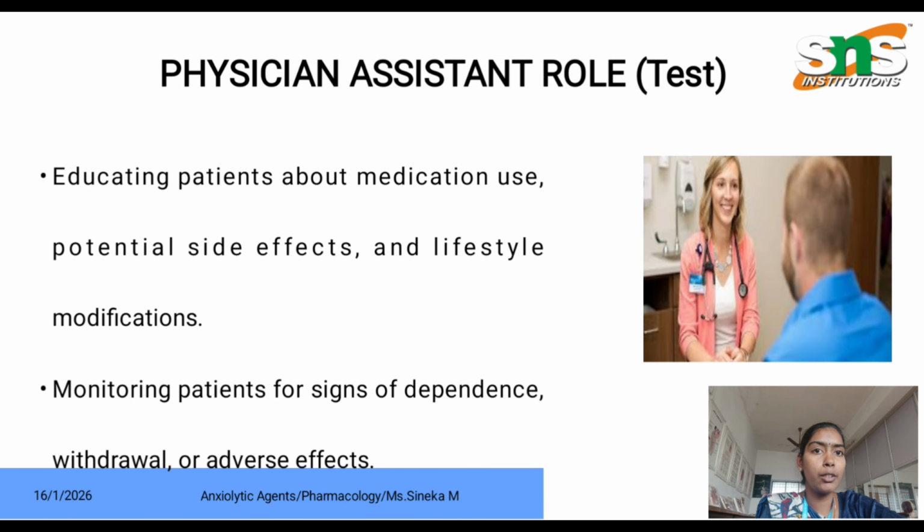As physician assistant, our role in giving anti-anxiety medications is, first, to educate the patient and the attenders about the medication use, potential side effects and lifestyle modification. Another major function is monitoring patients for signs of dependence, withdrawal or adverse effects. We have to respond immediately to the adverse effects.